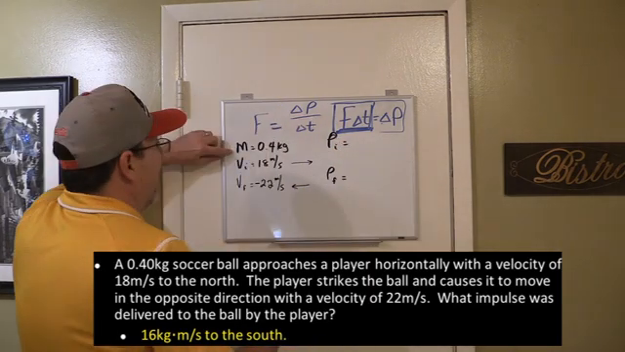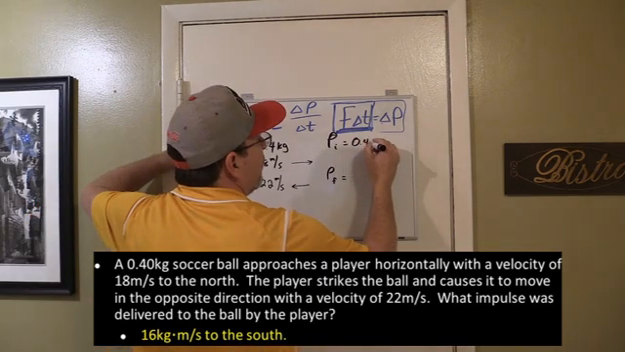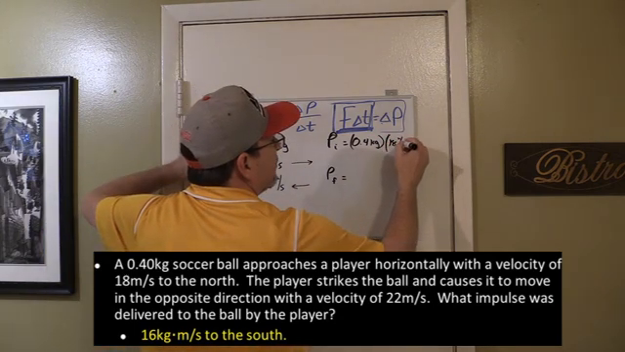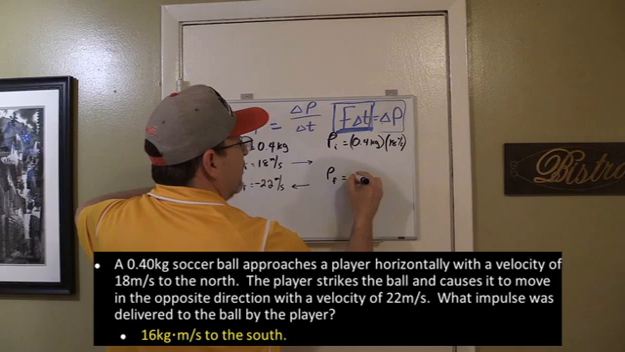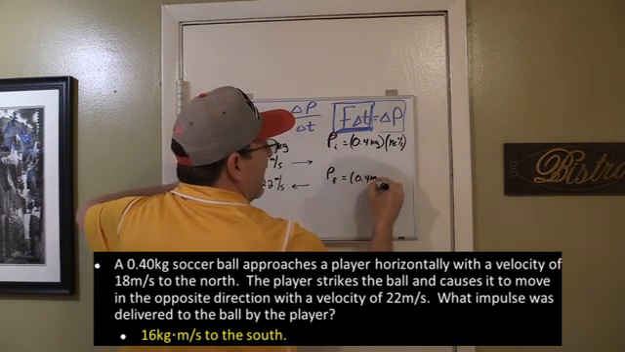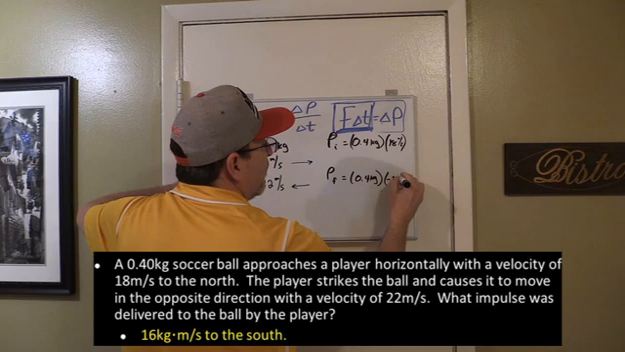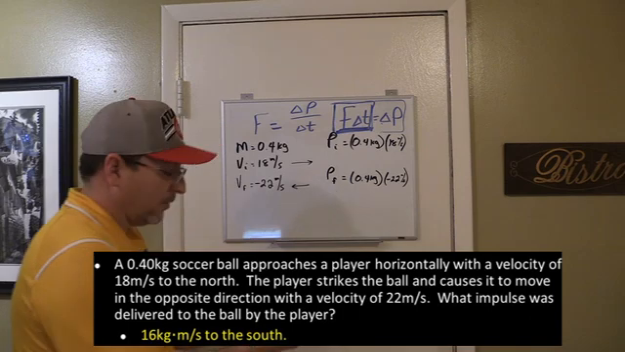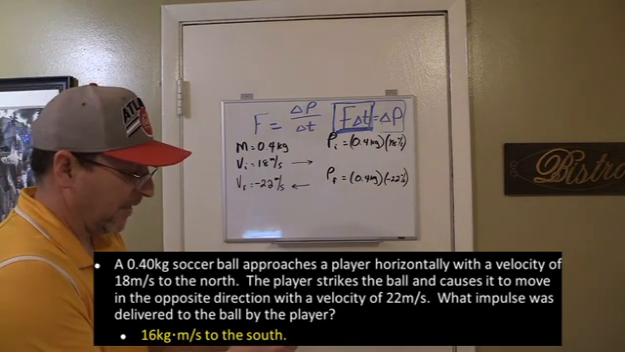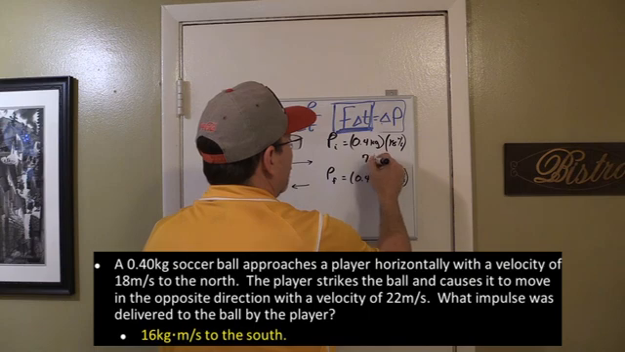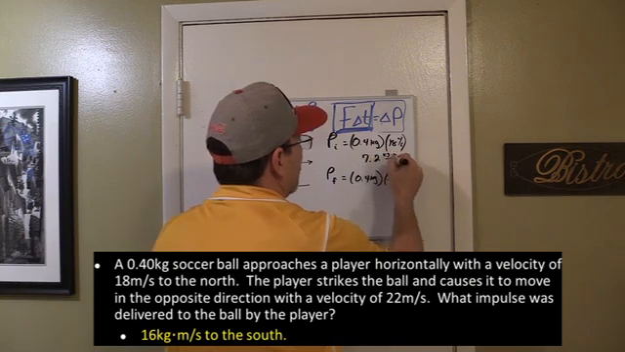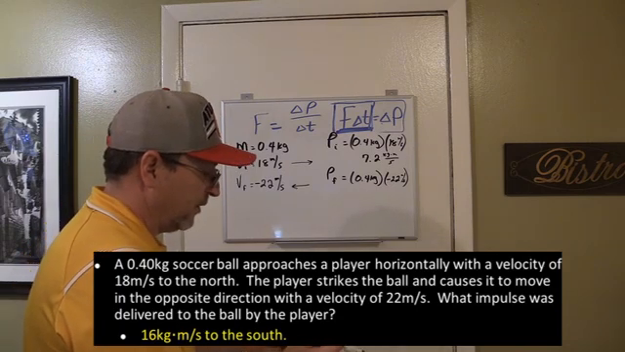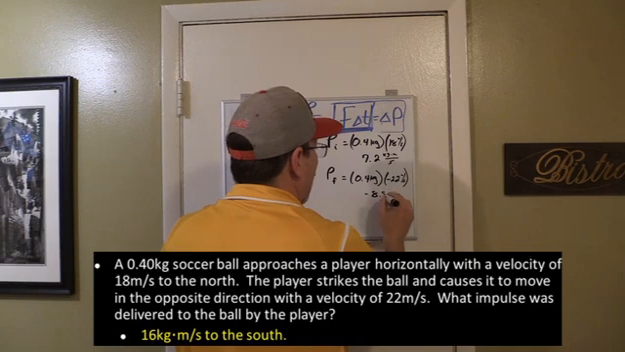So I have the mass, 0.4 kilograms, times my initial velocity, 18 meters per second. I'm going to do this one too, 0.4 kilograms, the mass is the same, times negative 22 meters per second. Let me go ahead and crunch those real quick. 0.4 times 18, I get 7.2. For the other one, 0.4 times negative 22, I get a negative 8.8.